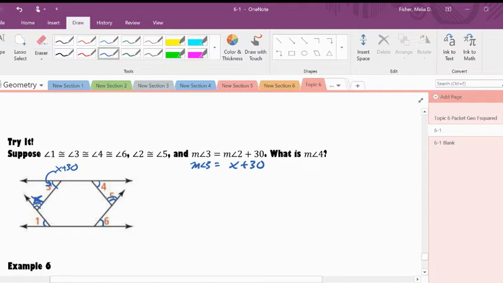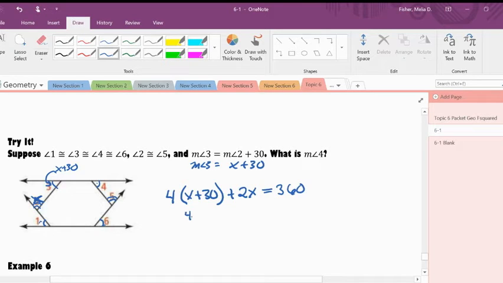So are all of these 1, 2, 3, 4 pieces. So we could say 4 times x plus 30. That would give us those 4 angles. And then angle 2 and angle 5 are both x, so we have 2x. And that has to equal 360 degrees.